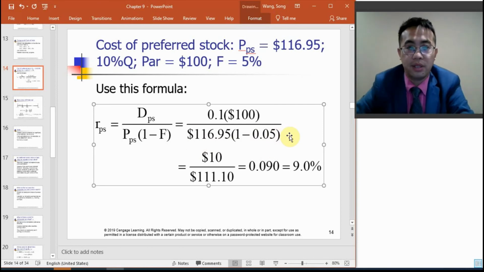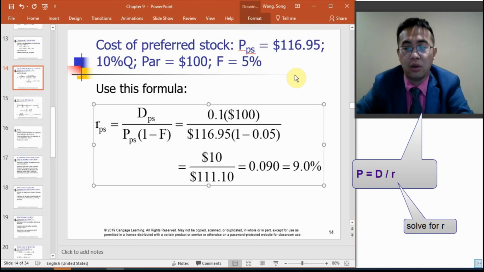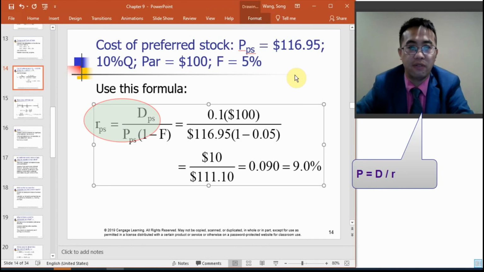In the previous chapter, we learned that the current price equals the cash flow divided by the return, and this is called a constant growth model. And we just twist that formula a little bit, and we solve for the required return. So R equals the cash flow divided by price. So D is your cash flow divided by price.